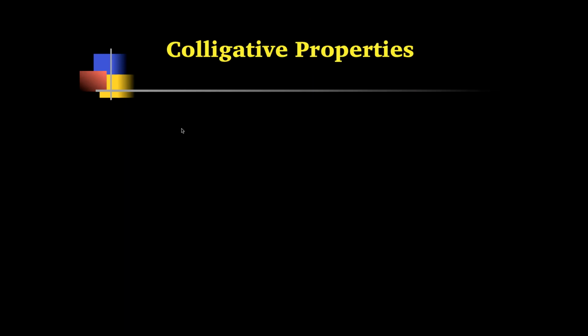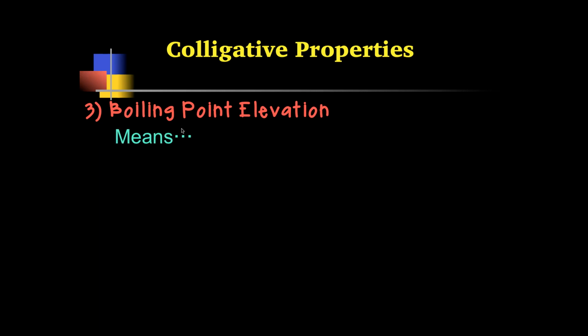Okay, I have one more set of colligative properties I want to talk about, and they both have to do with changing state. So we're going to do boiling point elevation and then also something about melting point. So the third colligative property we want to talk about is boiling point elevation.